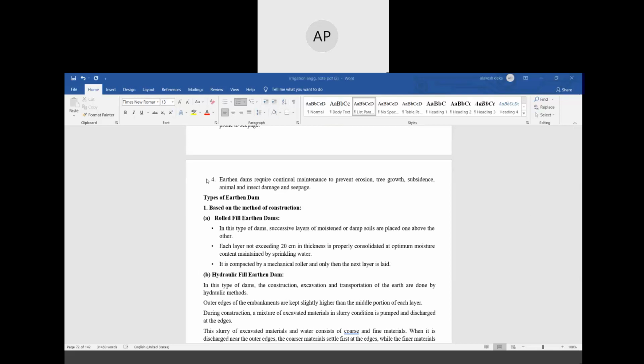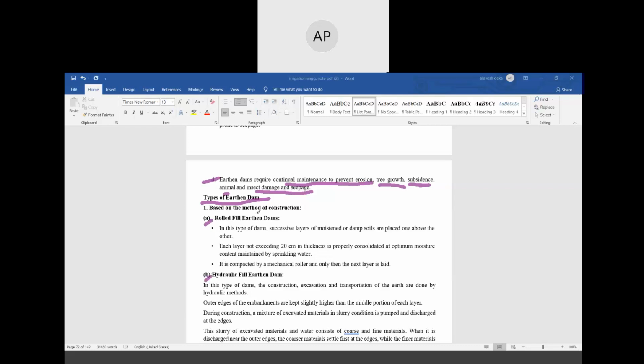Next, number four, earthen dams require continuous maintenance to prevent erosion, tree growth, subsidence, animal and insect damage, and seepage. Types of earthen dams. There are some classifications, different types of earthen dams. Based on the method of construction, there are rolled fill earthen dams and hydraulic fill earthen dams.